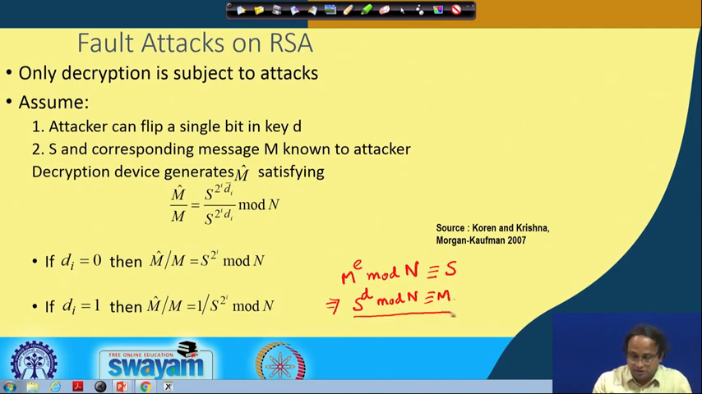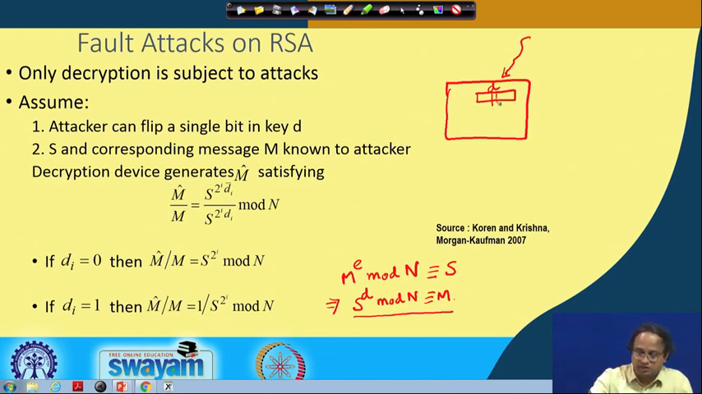So, now imagine that there is a crypto system which is doing this operation, and there is a secret exponent inside it. Suppose imagine it is a hardware device, and it is doing this computation, that is S power of D modulo N to get you the plain text. Okay. So, now the attacker injects a fault, and imagine that it is able to create a fault in the ith bit. And because of the fault, it gets a faulty decryption done.